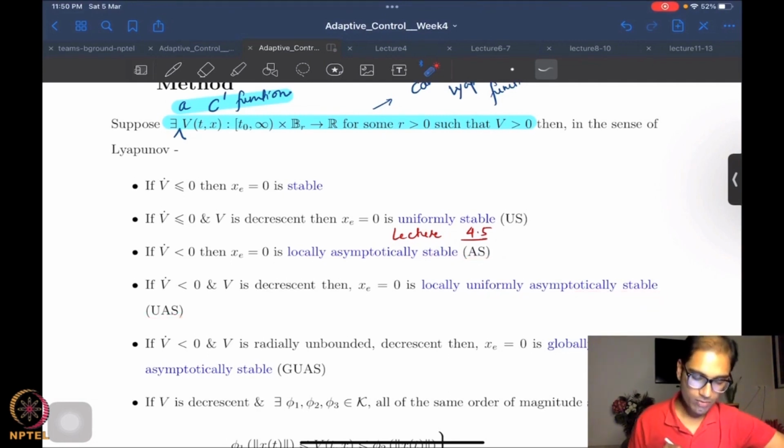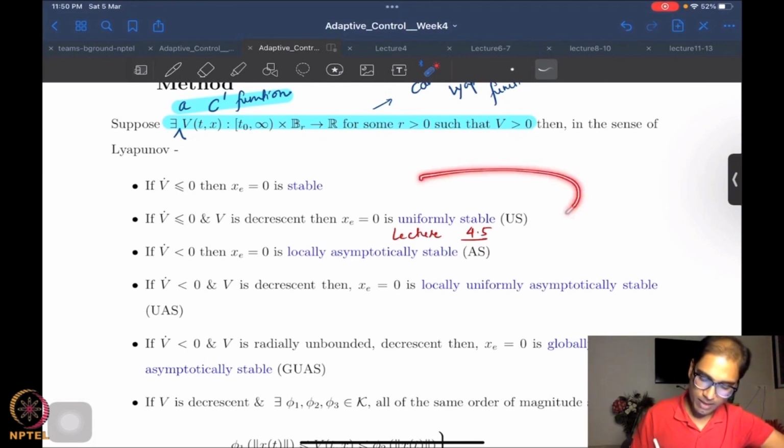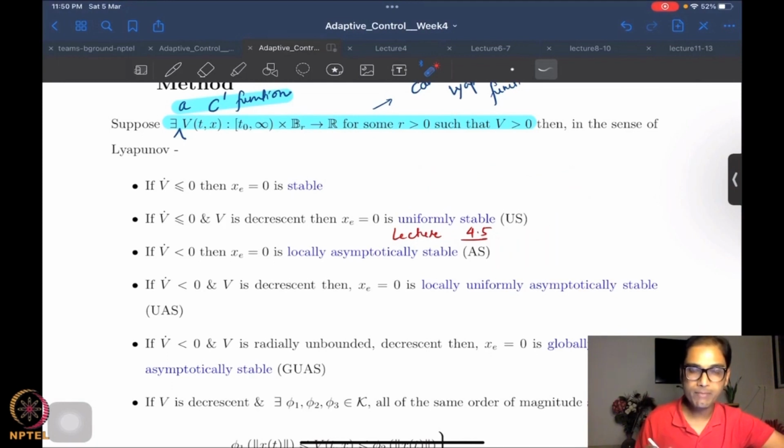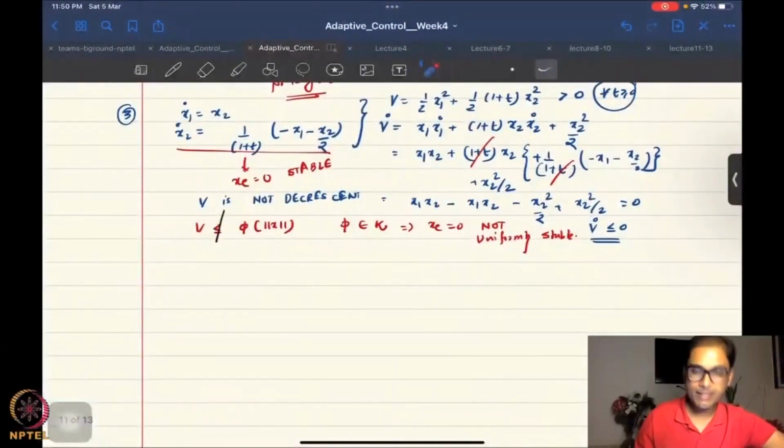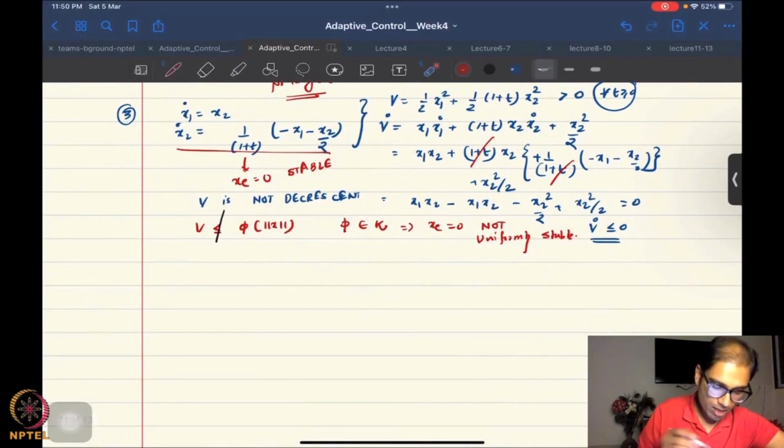So we have specialized from stability to asymptotic stability by adding negative definiteness in place of negative semi-definiteness. And similarly from uniform stability to uniform asymptotic stability. Just this negative semi-definiteness gets replaced by negative definiteness. So this is the difference. All right, let's see some examples.